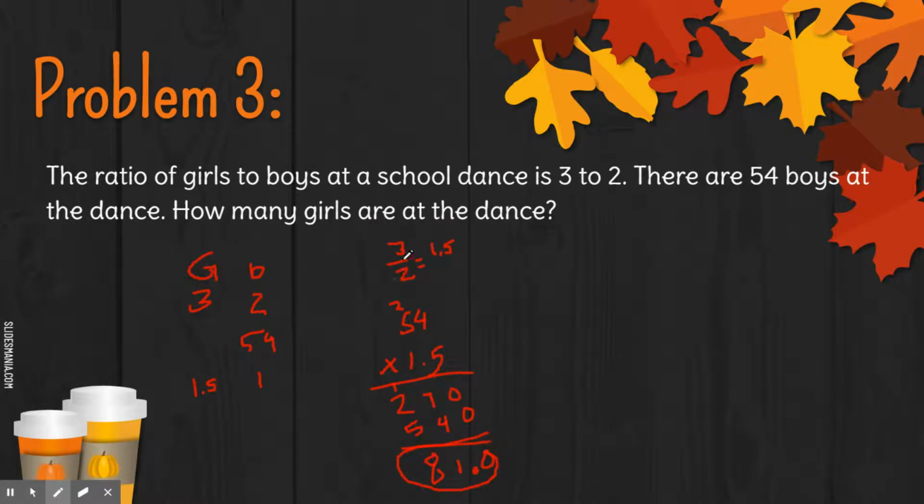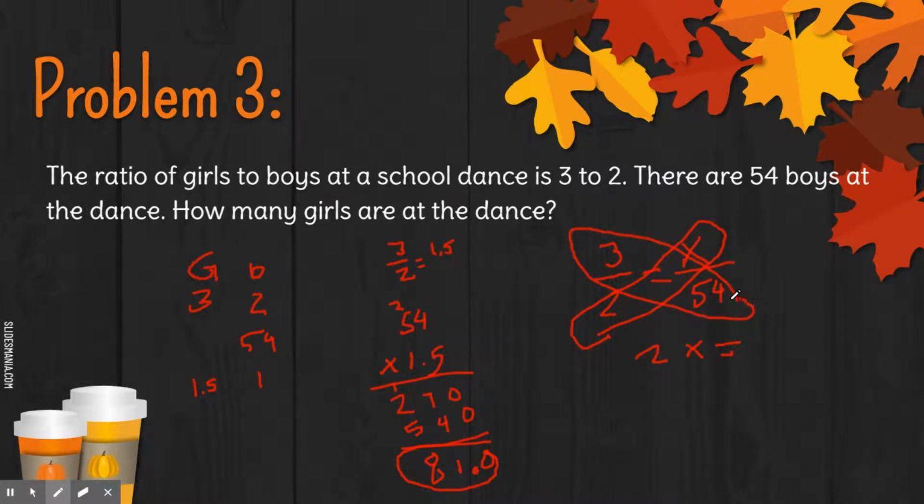So that was finding it using the unit rate. I could have also set up my ratio again to 3 to 2 equals x over 54, and I could have cross-multiplied to get 2x equals 54 times 3. 3 times 4 is going to be 12, carry the 1. 3 times 5 is 15, plus 1 is 16, divided by 2. And 162 divided by 2 is 81.